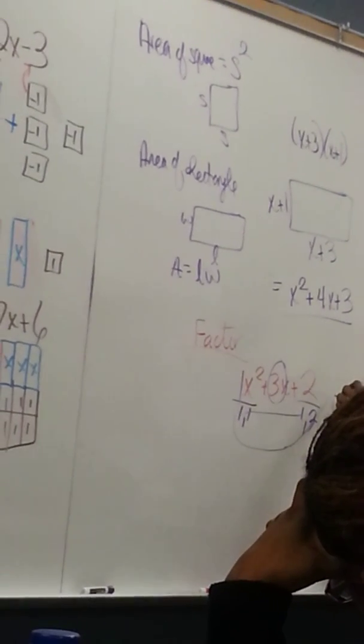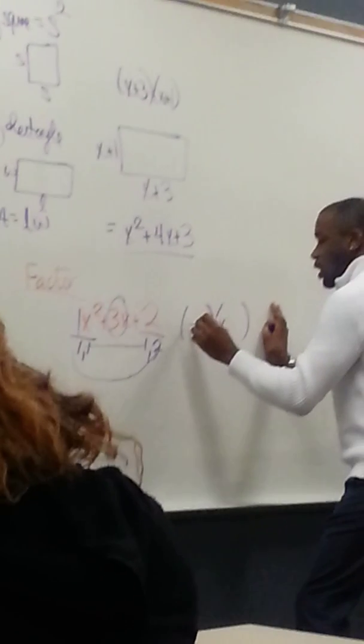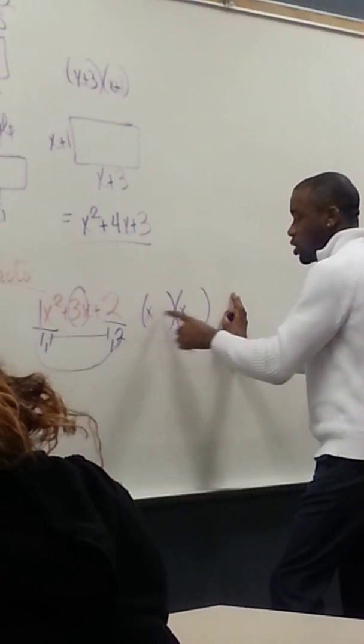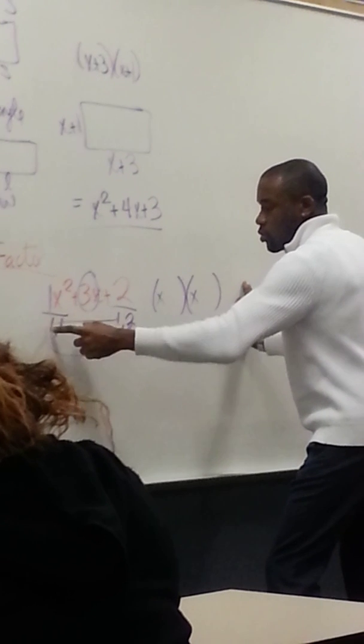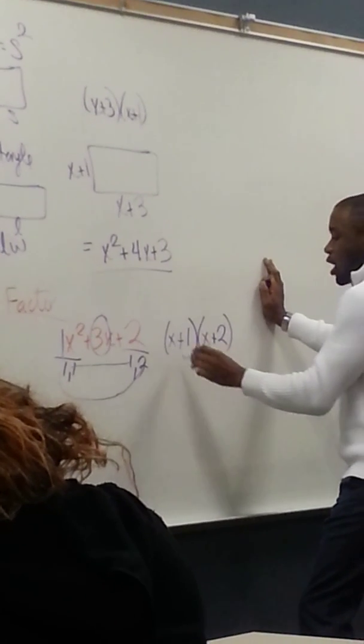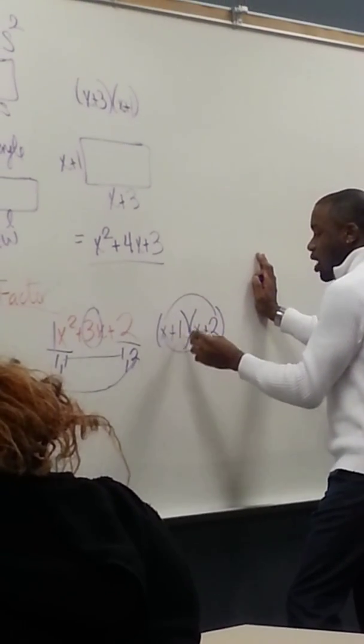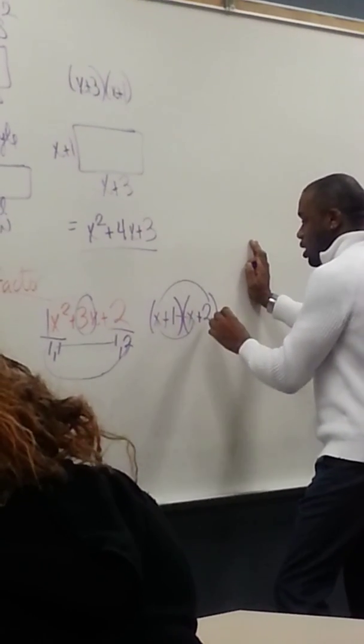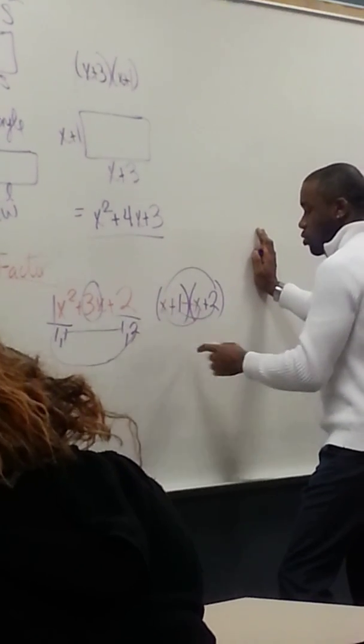So my binomials are going to be, I'm going to set it up, x and x. I know that's my 1 and 1 right there. Only thing left is my 2 and 1. So I need to put a 1 there and a 2 there. So when I FOIL it, I would get x squared plus 2x plus 1x, which is 3x, and then 1 times 2 equals 2. That would be my answer.